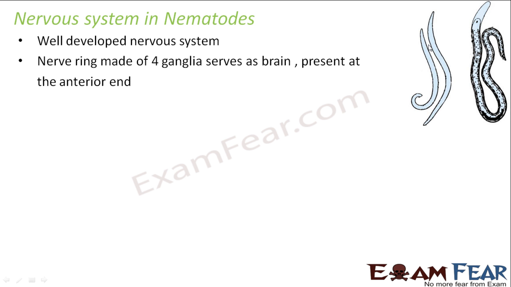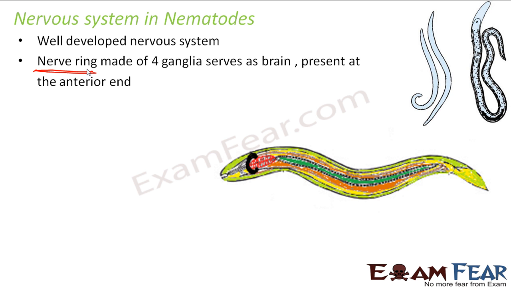So they have something called a nerve ring. So what is a nerve ring? We will just see the structure. Like how we had nerve nets in case of coelenterates, these organisms have a nerve ring which is made of 4 ganglia which serves as the brain present at the anterior end. So here also you see the brain is present at one end. So that means cephalization is present.